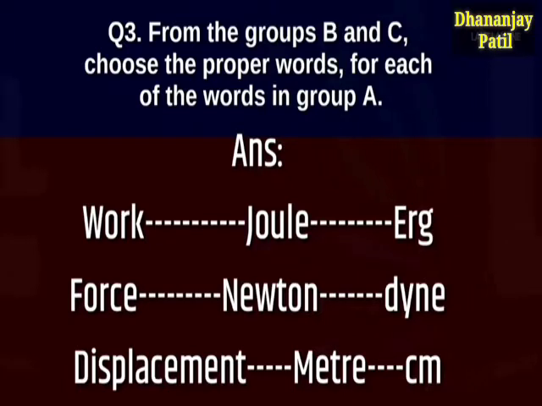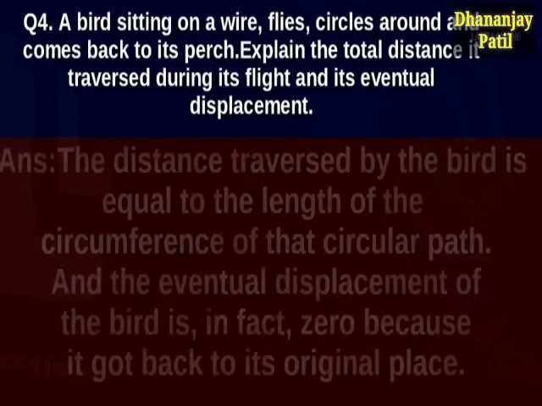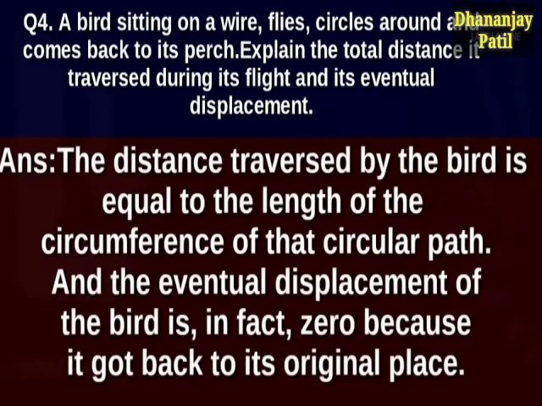Now the next question: a bird sitting on a wire flies, circles around and comes back to its perch. Explain the total distance it traverses during its flight and its eventual displacement. So the answer is what? The distance traversed by the bird is equal to the length of the circumference of that circular path, and the eventual displacement of the bird is in fact 0 because it goes back to its original place.